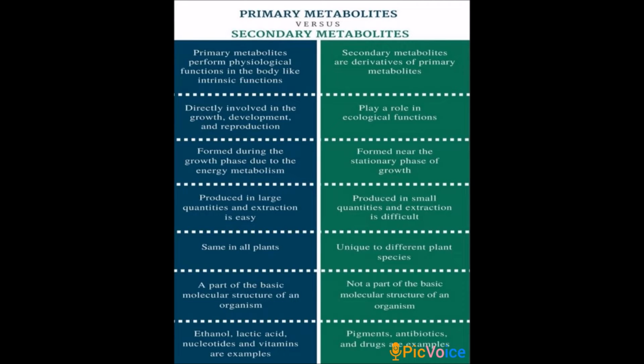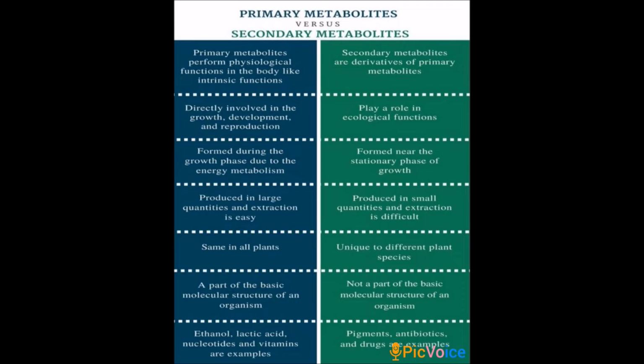First, primary metabolites perform physiological functions in the body, like intrinsic functions. As I already told you, the output of day-to-day metabolic and physiological activities is called the primary metabolite. After food is digested in the body, we get nutrients. That is a metabolite, a primary metabolite. Whereas on this side, secondary metabolites are derivatives of primary metabolites.